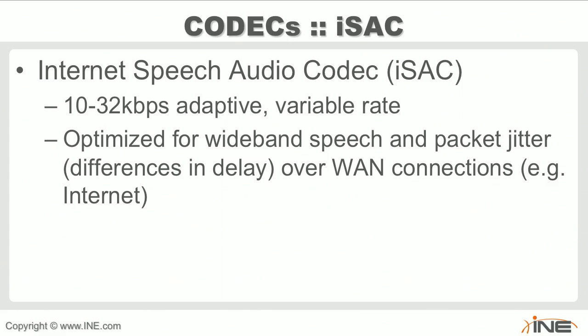And it's optimized for wideband speech, but it's also optimized for jitter. As we said already, the difference in delay from hop to hop over WAN connections. So again, it was created for the internet, but created for wideband speech. So excellent quality, still a relatively low overhead. Even if you get up to 32 kilobits per second, that's still half of the G711 or G722 default rate, which is 64 kilobits per second. And obviously, it can go down to as little as 10 or 12 or 16 kilobits per second.